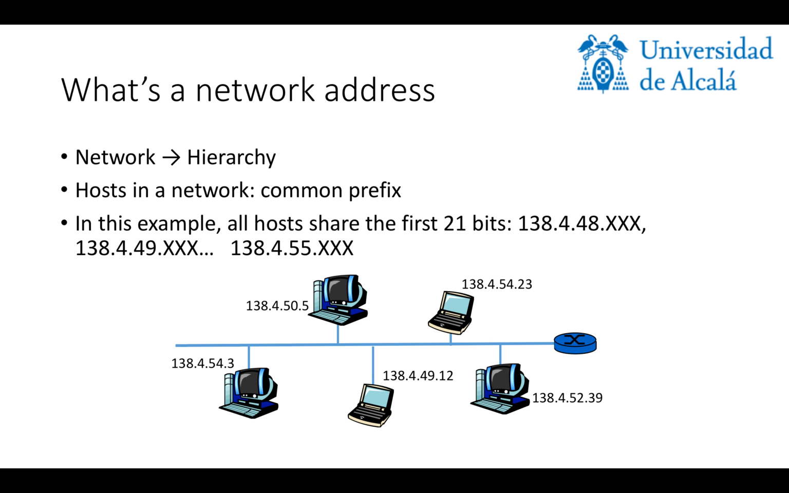In IPv4, addresses in a network are usually hierarchical. That means that hosts in a network share a common prefix in the address. In this example in the slide, all hosts in the network share the first 21 bits of their addresses. That means that their addresses go from 138.4.48.something to 138.4.55.something.